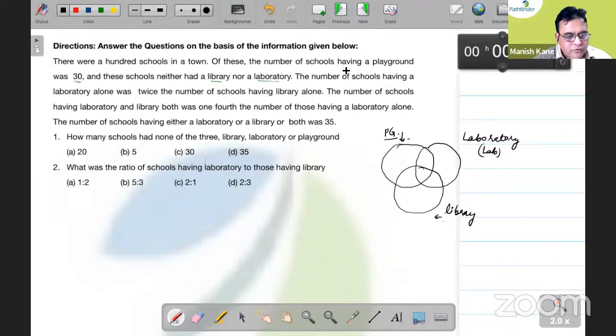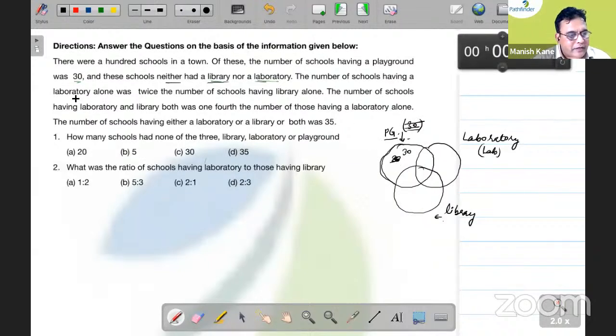So you're told the number of schools having a playground was 30. So obviously the part covered by the circle of playground is 30. So all the elements of playground are 30. But you're told that these schools neither had library nor laboratory. So none of these 30 are common with laboratory schools or library schools. So you know for sure that these schools must have playground alone. So we got the first part. 30 schools have only playground.